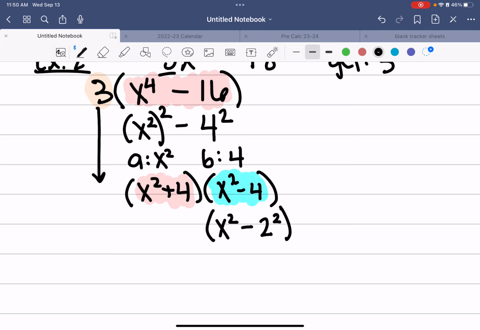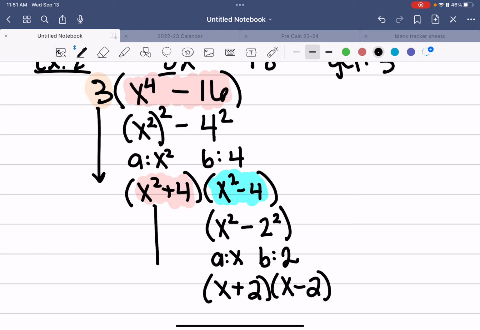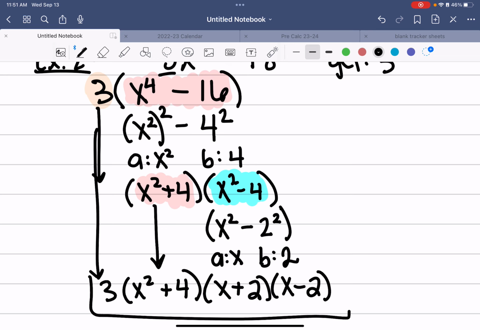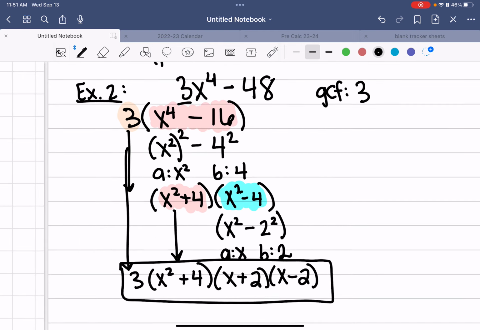So now this looks like a squared minus b squared. If a squared is x squared, then a is x. If b squared is 2 squared, then b is 2. So I could rewrite this as a plus b times a minus b. I'm going to bring down all my other factors that I already have written down. Don't forget your GCF, and this would be our answer, these 4. Hope this makes sense. Good luck.